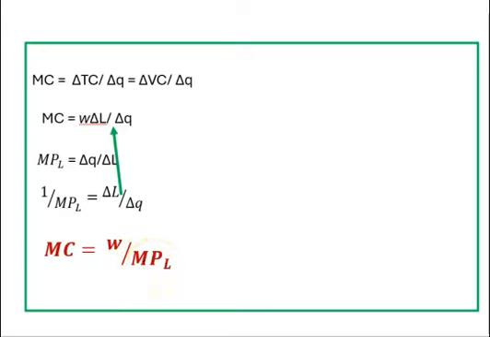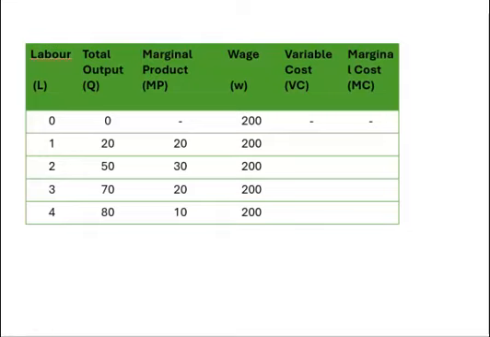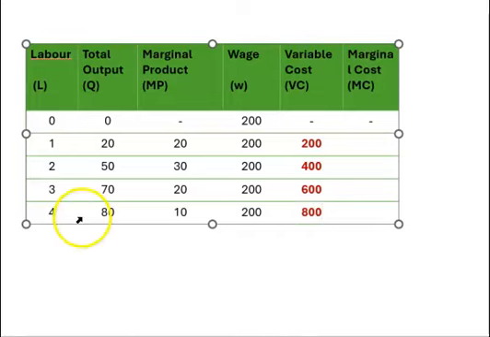Let us look at this exercise. In this exercise, we are given labor from 0 to 4. We're given total output, marginal product, and the wage is 200. We need to find the variable cost and the marginal cost. So we know that when labor is 1, it's 1 times 200, the variable cost. The cost of 1 labor is 200. The cost of 2 labors then becomes 400, of 3 labors becomes 600, and then 4 labors, it's 800. That is 200 times 4.